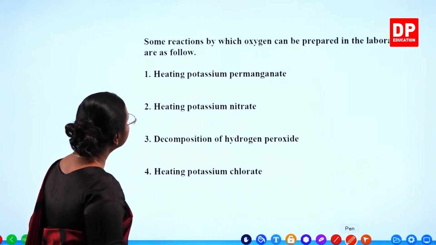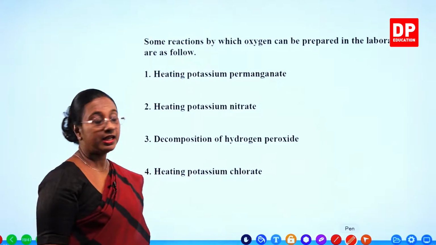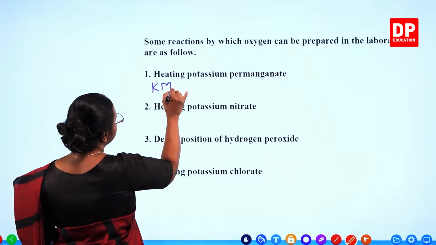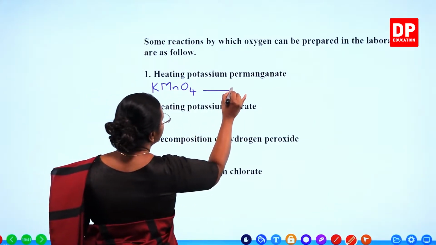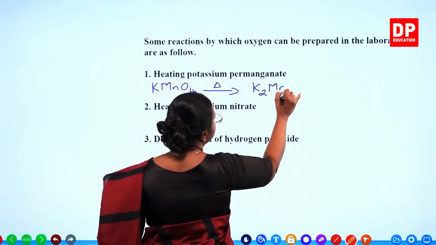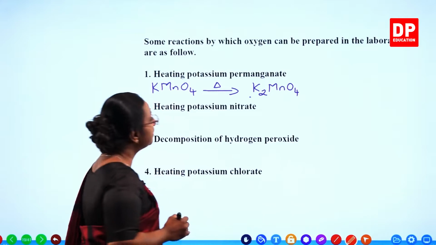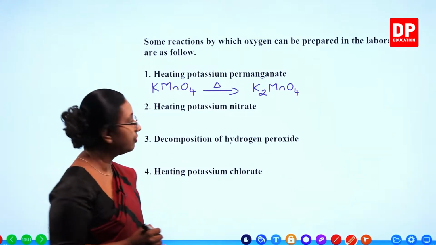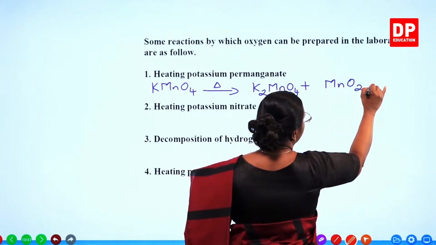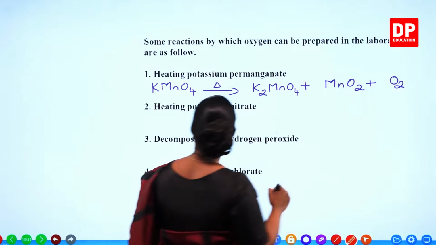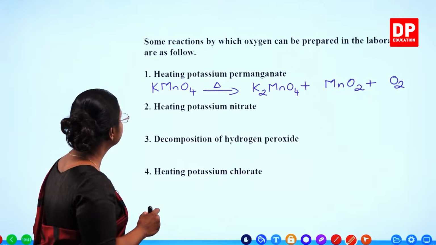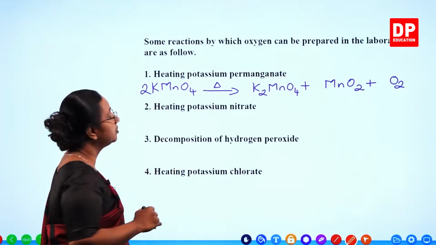The first one, heating potassium permanganate. You know the chemical formula of potassium permanganate, KMnO4. When you heat that, you get K2MnO4. That is potassium manganate, K2MnO4, plus we will get MnO2 and oxygen gas. So here, if you look at the equation, you need to balance it. For that, we need to put a 2 in front there.